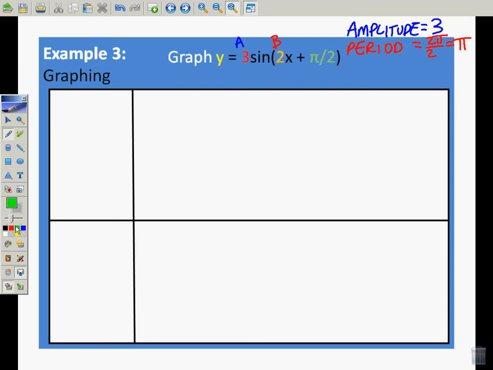And my phase shift is going to be equal to negative c over b, which in this case is equal to negative pi over 2 over 2, which is equal to negative pi over 4.